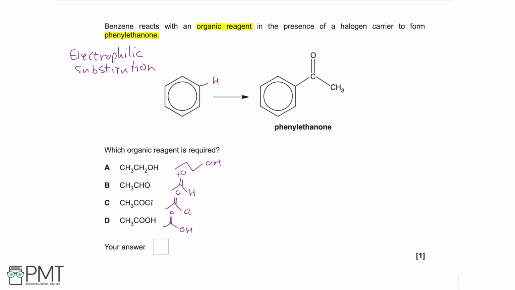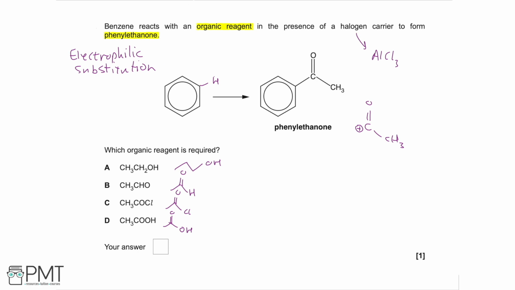So we need to ask ourselves, how do these form carbocations? Well, they react with this halogen carrier that was alluded to in the question, which is usually something like AlCl3. And that pulls off an atom, a leaving group, and leaves behind a carbocation. So we know that we want to form this carbocation to give us this group. So when the ring attacks the carbon, we're left with this group on here after the hydrogen falls off. So the first option we can eliminate is ethanol.